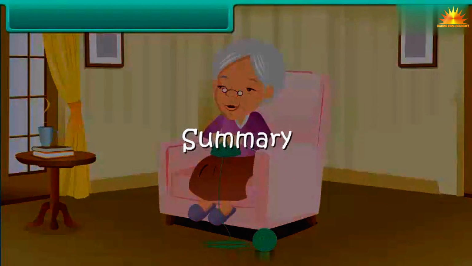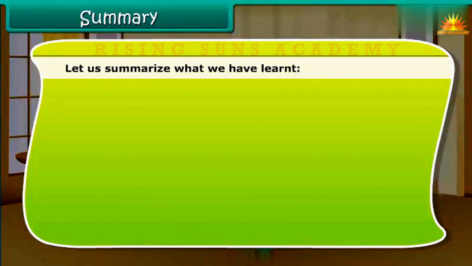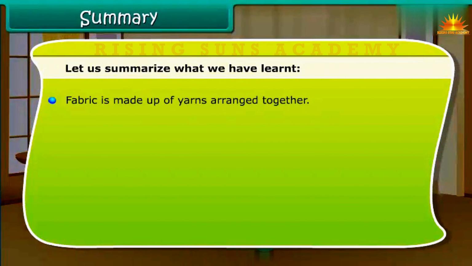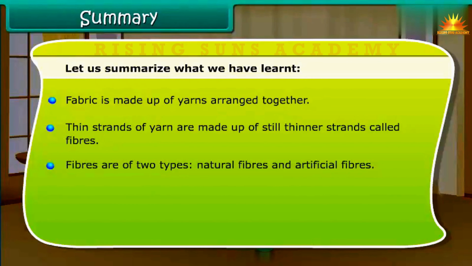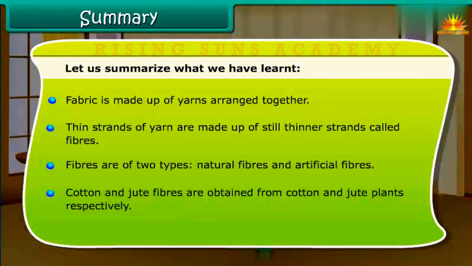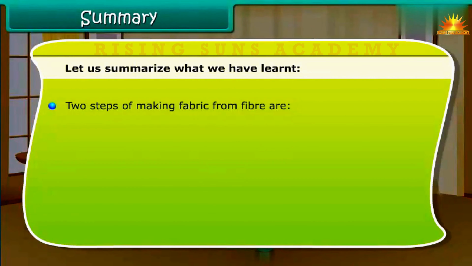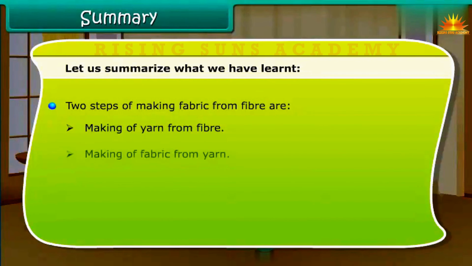Summary. Let us summarize what we have learned. Fabric is made up of yarns arranged together. Thin strands of yarn are made up of still thinner strands called fibers. Fibers are of two types: natural fibers and artificial fibers. Cotton and jute fibers are obtained from cotton and jute plants respectively. Two steps of making fabric from fiber are: 1. Making of yarn from fiber. 2. Making of fabric from yarn.